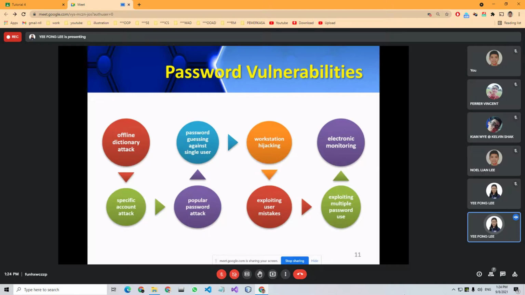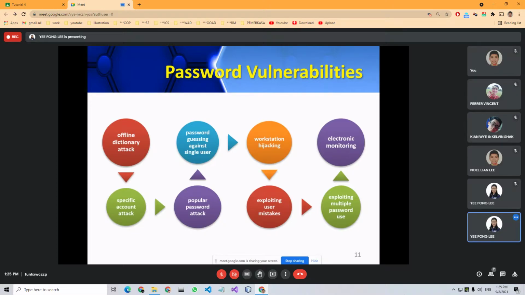Applying intrusion detection means detecting any changes in behavior. If, let's say, usually the user accesses a workstation at 1 or 2 o'clock, but this time the access pattern is different from the user's, then the system has to alert the user.